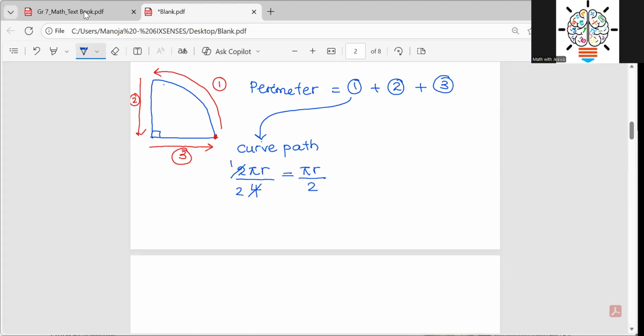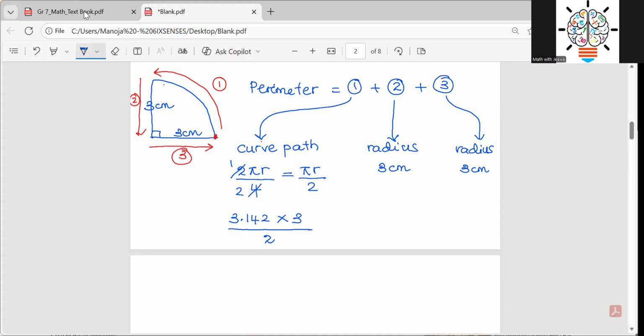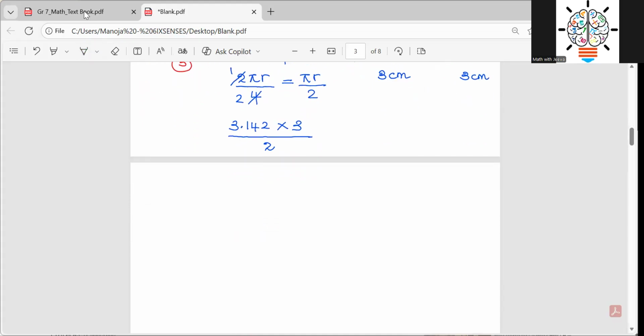What do I do, children? I write 3.142 multiply by 3 divide by 2. And number 2 is what? It is the radius, right? Straight away you can write, then this one also the radius. So straight away you can write the answer. So it is 3 centimeters, and here it is 3 centimeters, right? Here I have not written, I'll write 3 centimeters and 3 centimeters. So then I'm going to the calculation here.